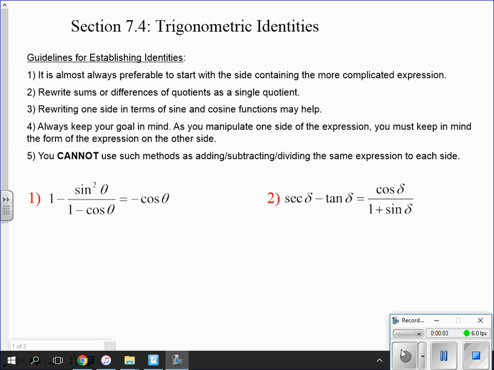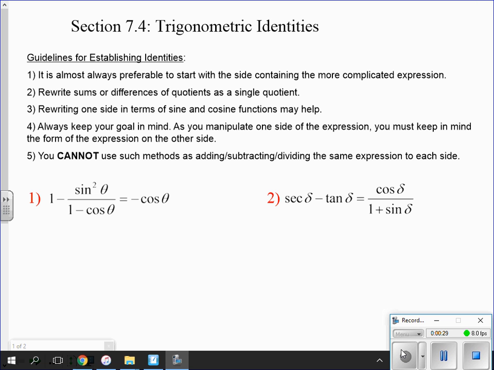Trigonometric identities. We're going to be solving identities. In other words, what we're going to do is transform one side to make it look like the other side. To prove, what we're doing is proving that that statement up there is true. That's the idea behind doing trigonometric identities: proving trig statements true.